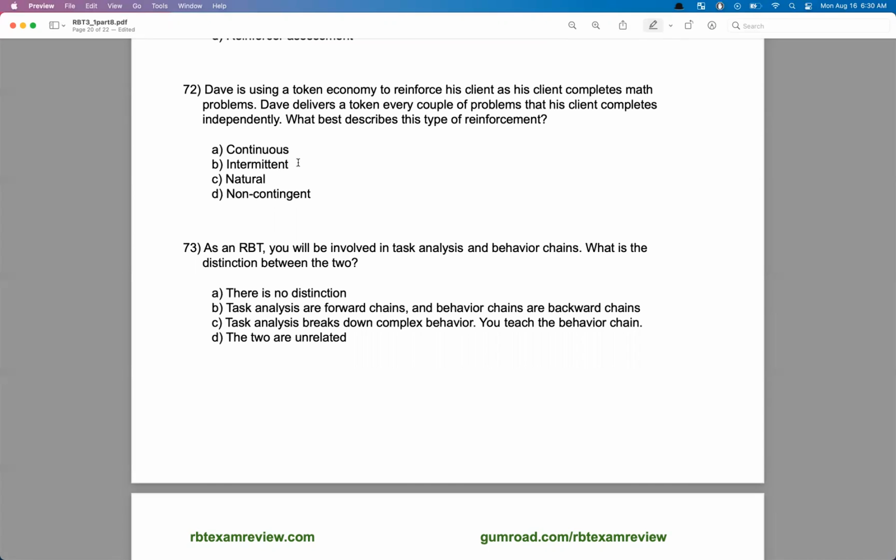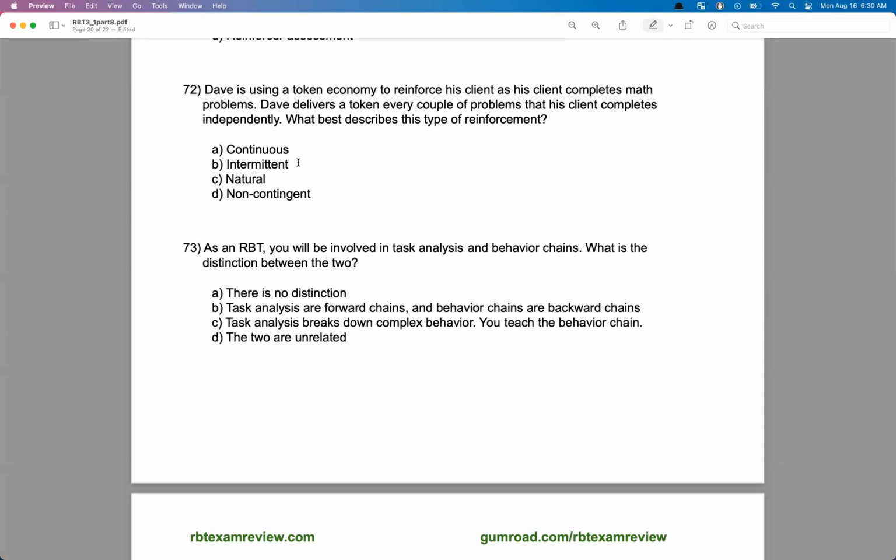That's B. So if you were taking the test, B would look like the best answer. It looks really good, and it's probably the right answer. But we always want to read all of our answer choices just to be sure there's not a better answer. So is C, natural, the best? Well, no, because this is very contrived. We're assuming a table. We have a token economy going, and we're contriving the opportunity to deliver these tokens. It's not natural. This is more of a DTT contrived setting.